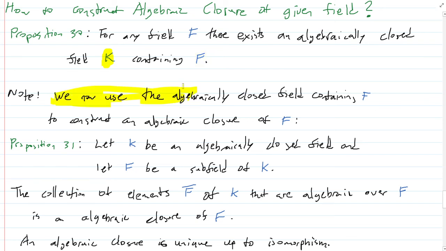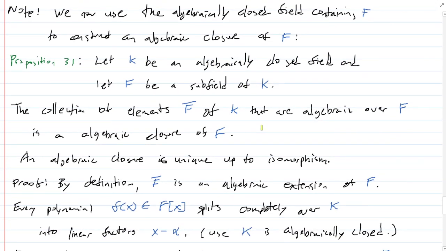Now we're going to use this proposition to construct an algebraic closure of F. So proposition 31: let K be an algebraically closed field and F be a subfield of K. The collection of elements F bar of K that are algebraic over F is an algebraic closure of F, and an algebraic closure is unique up to isomorphism.